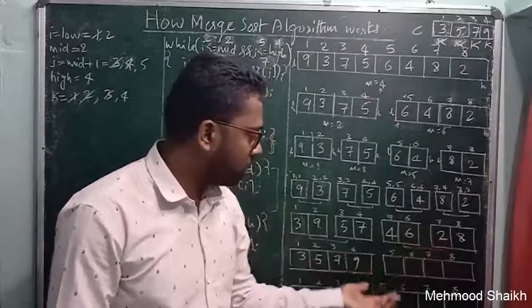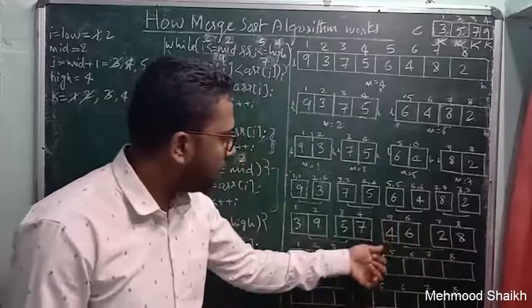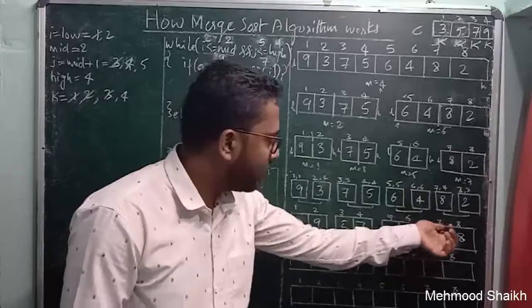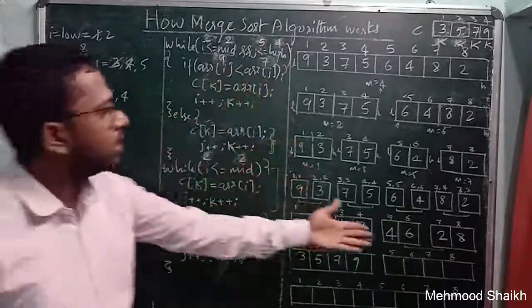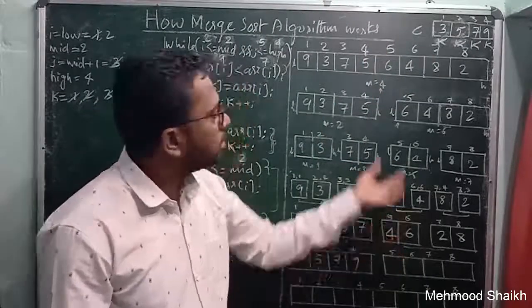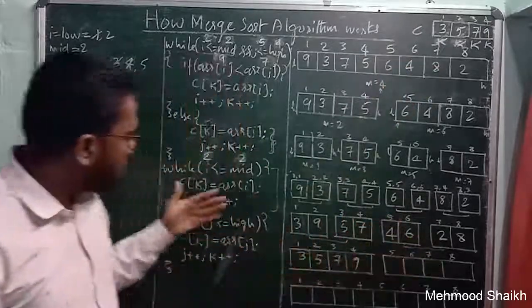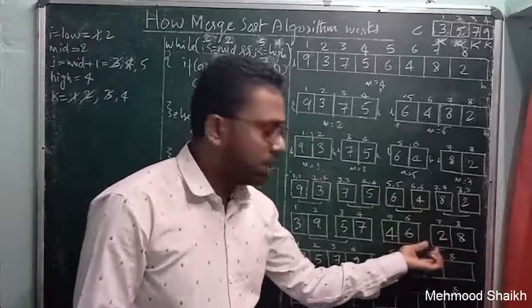Like this we have to find the solution for these two sub problems. When you make the solution for these two sub problems, you have to consider i as 5, mid as 6, and j equals mid plus 1, which will be 7. Then high will be 8 and k will be 5. When you take those values and that C array, you can easily follow this process to find the solution for these two sub problems.